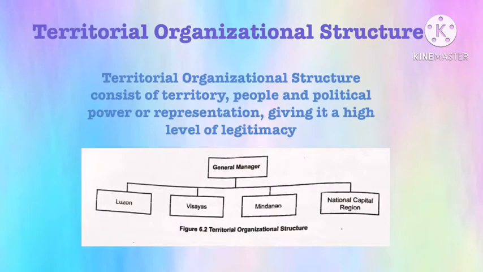What is territorial organizational structure? Territorial organizational structure consists of territory, people, and political power of representation, giving it a high level of legitimacy. As an organization begins to serve its customers who are spread over a growing geographical area, a territorial structure becomes a viable design. In this system, the target market is divided into geographical units according to certain criteria.